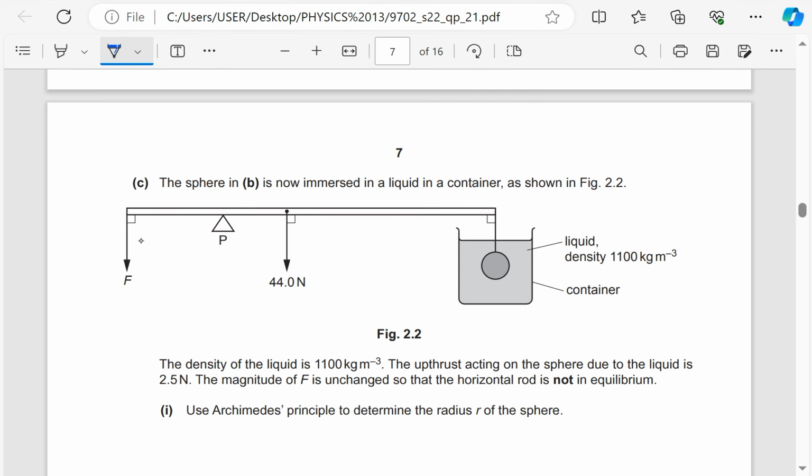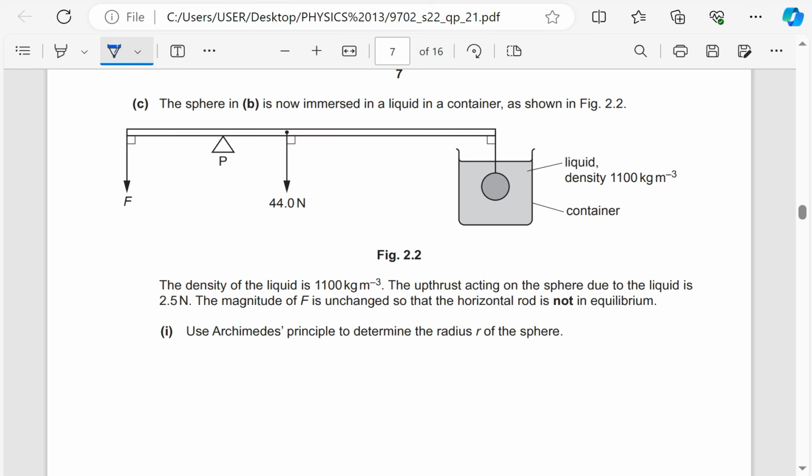The sphere in B is now immersed in a liquid in a container as shown in the figure. The density of the liquid is 1,100 kilograms per meter cubed. The upthrust acting on the sphere due to the liquid is 2.5 newtons. Use Archimedes' principle to determine the radius r of the sphere.